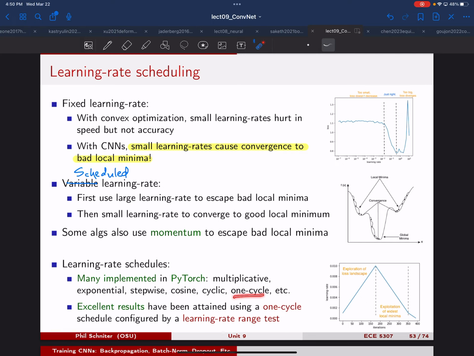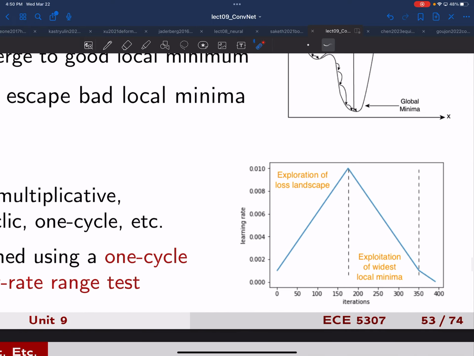This one cycle strategy, this is the iterations and the learning rate. You can see that it starts at some value. It actually starts to increase the learning rate until some point at which it decreases the learning rate back to that level. And then at the end, it decreases the learning rate quite a bit, very close to zero, just to settle in that local minima.